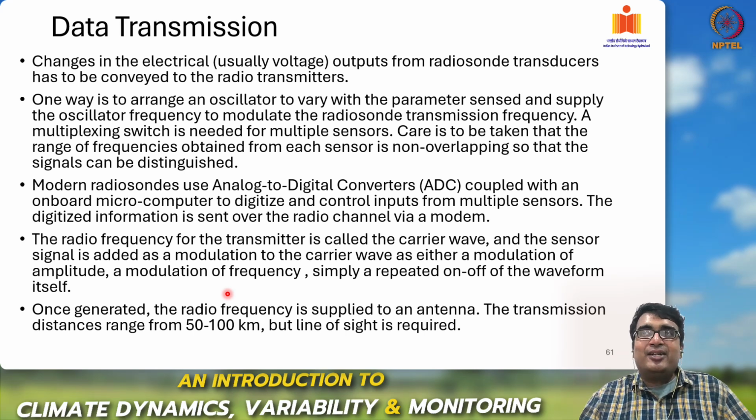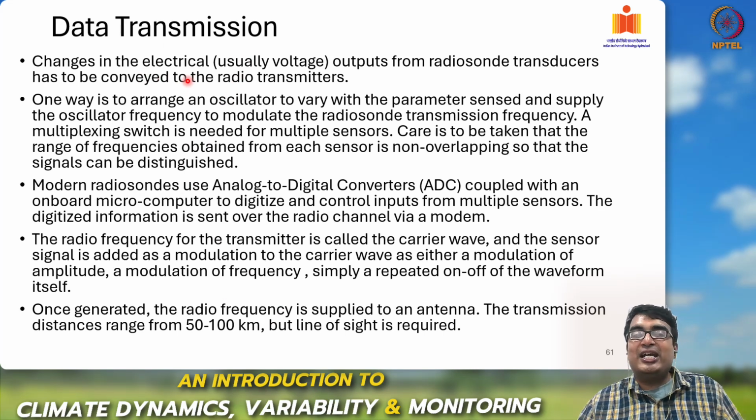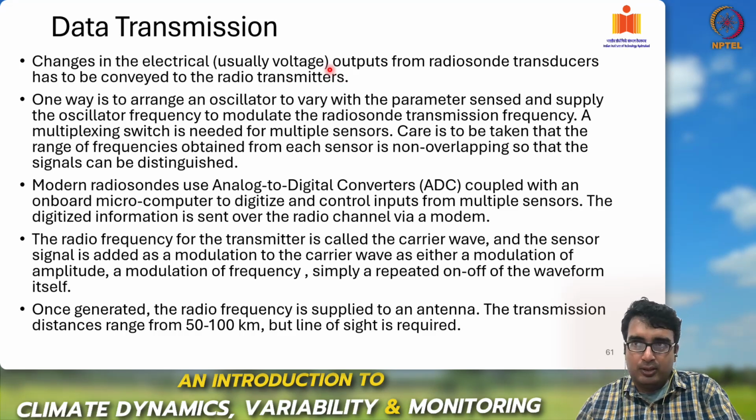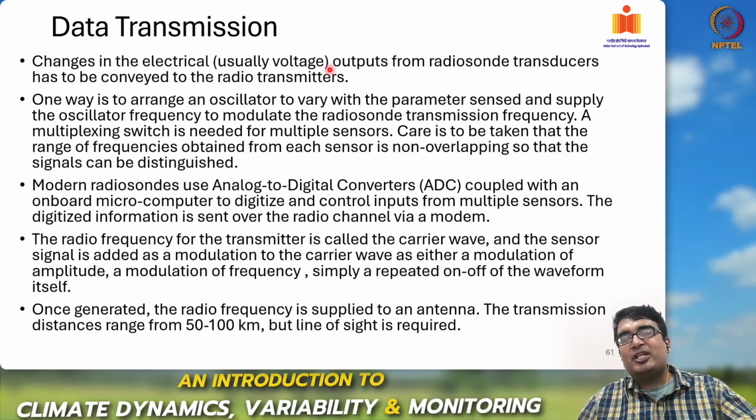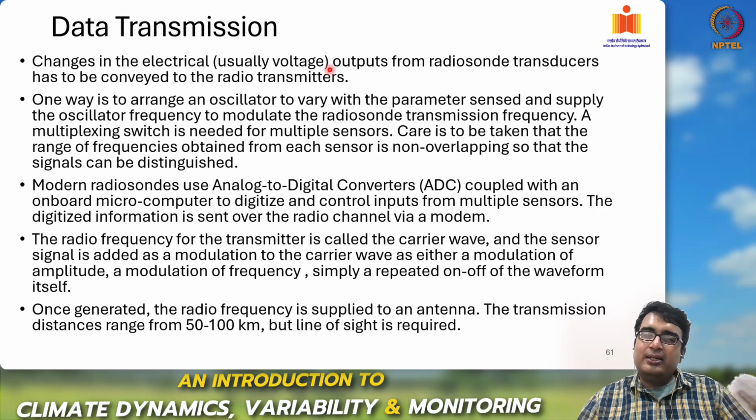Next we come to the data transmission part. So we have sensed it. All of the electronic sensors nowadays cause a change in the electrical output, which eventually is converted into a voltage change. Even if resistance is changing, or capacitance is changing, through a suitable converter we eventually get a voltage signal from the radiosonde, from any electronic instrument nowadays. And these electrical outputs from the radiosonde transducers have to be converted to radio transmissions. So that's the main task.